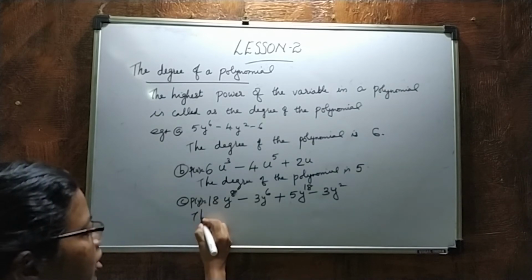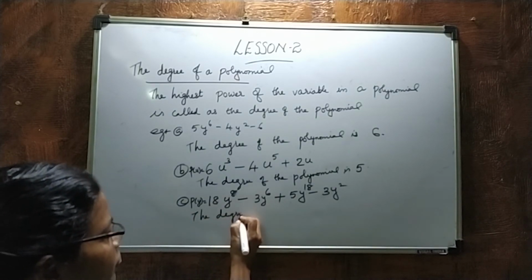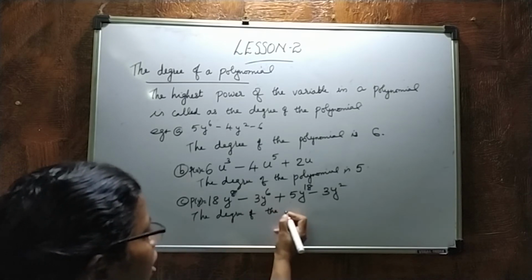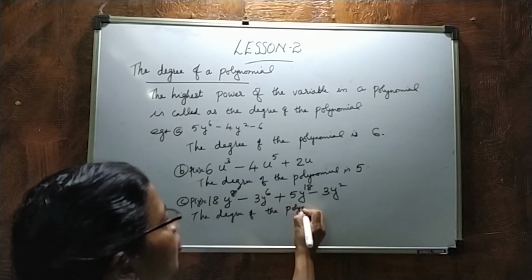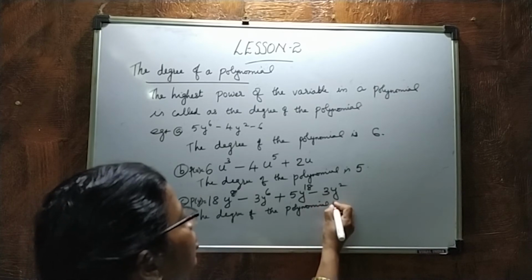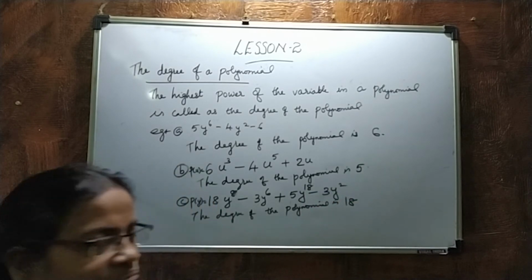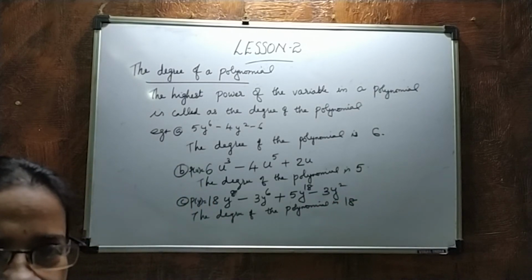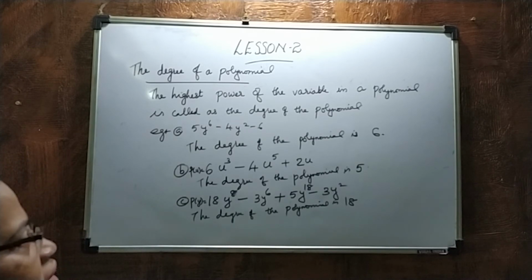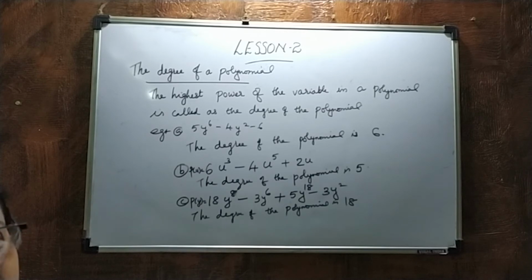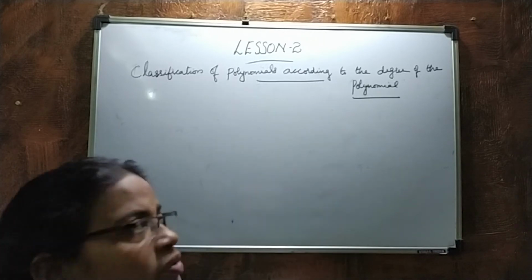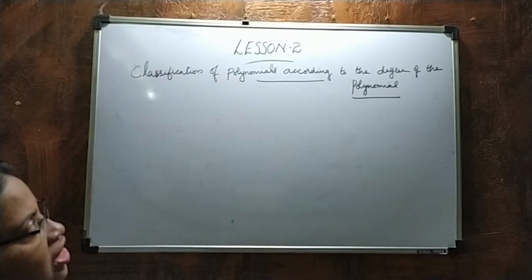So you have to write now the degree of the polynomial P of y, or polynomial, it will be enough, is 18. Clear? Okay. So this is the degree. Degree means highest power or highest exponent. Now classification of the polynomial according to degree is also there. So we will start. Now with the degrees we can classify.